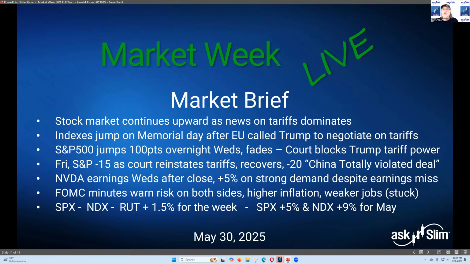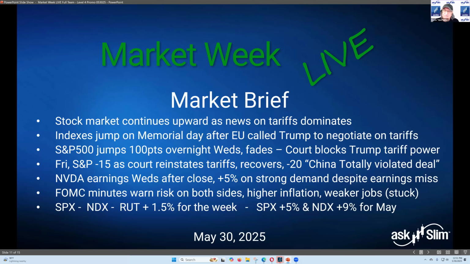All right, so what's going on in the market this week? Well, stock market continues upward as news of the tariffs dominated. Indexes jumped massively on Memorial Day after the EU called President Trump to negotiate on tariffs. And then he pushed the date out to July 9th from June 1st as the time that he would not impose those 50% tariffs on the EU. So negotiation is going on.